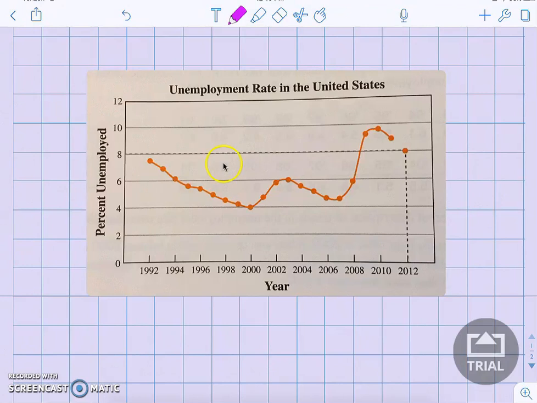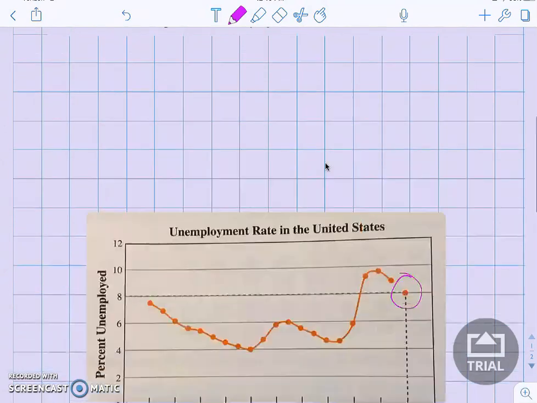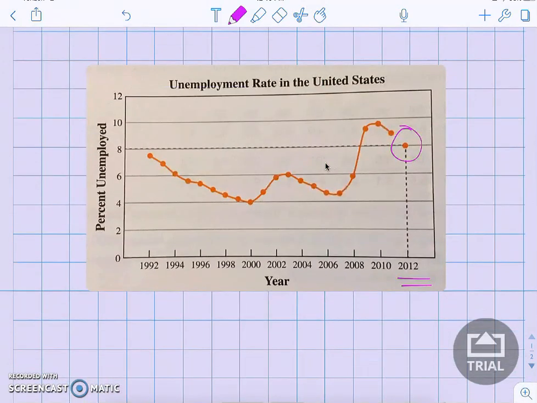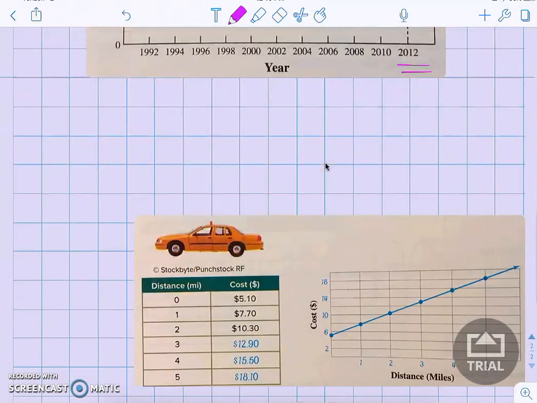I also notice on this graph that there is this point over here. I'm going to circle it. And this is representing 2012. And I'm kind of wondering, all right, why is that not attached to the graph? You know, there's the line going through all the points. Why is that one not attached? Well, notice the year is 2012. But earlier we said that the data was only representing 1992 to 2011. So I don't want to connect that, because that's just extra information. That's an extra piece of information.